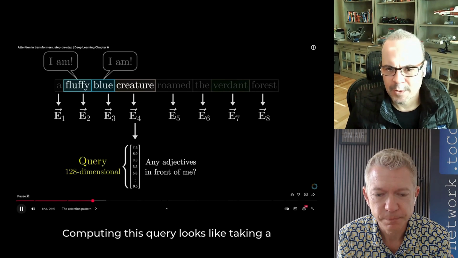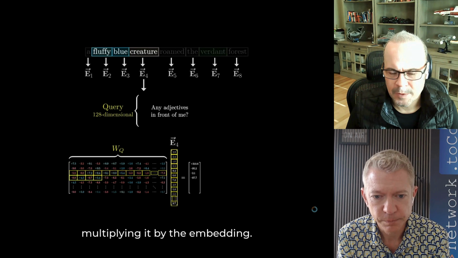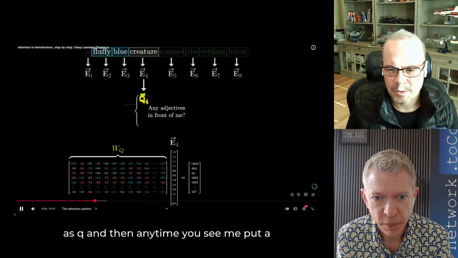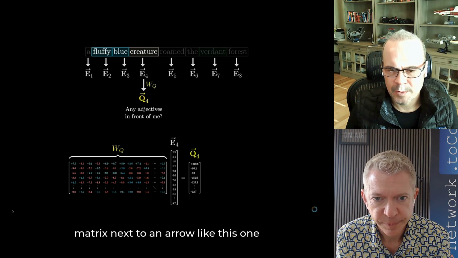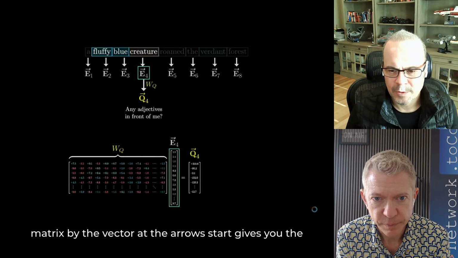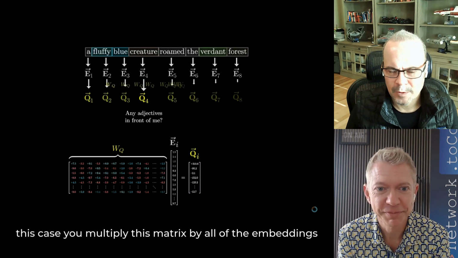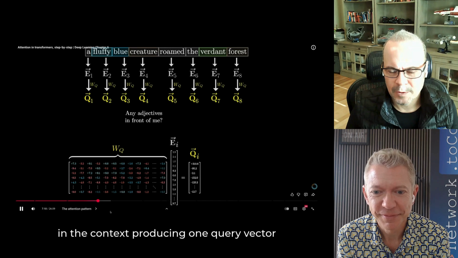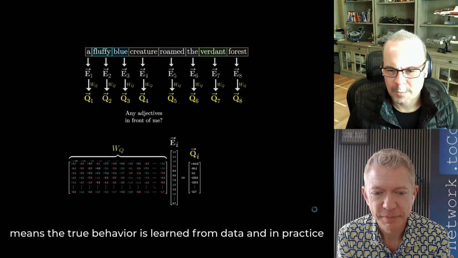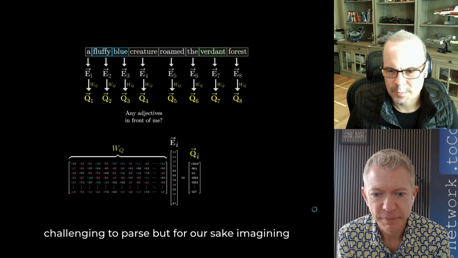Computing this query looks like taking a certain matrix, which I'll label WQ, and multiplying it by the embedding. Compressing things a bit, let's write that query vector as Q. Anytime you see me put a matrix next to an arrow like this one, it's meant to represent that multiplying this matrix by the vector at the arrow's start gives you the vector at the arrow's end. In this case, you multiply this matrix by all of the embeddings in the context, producing one query vector for each token. The entries of this matrix are parameters of the model, which means the true behavior is learned from data, and in practice, what this matrix does in a particular attention head is challenging to parse.